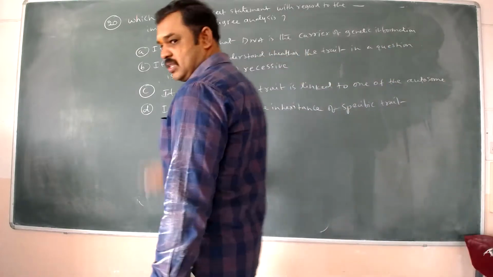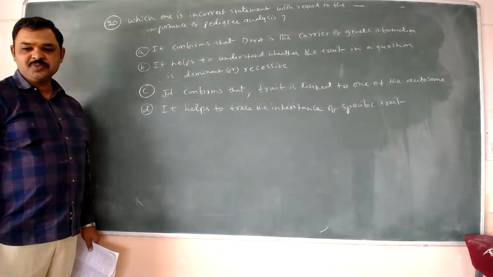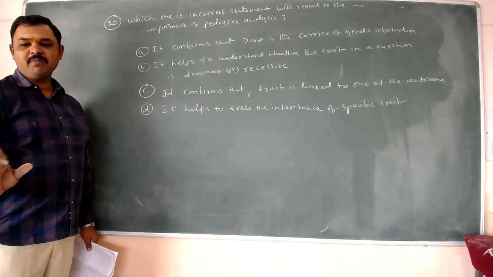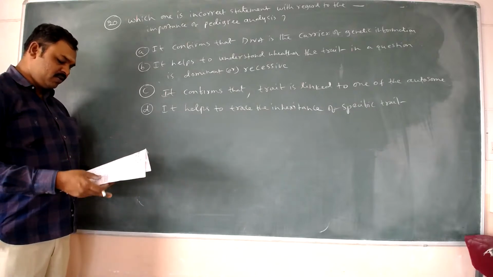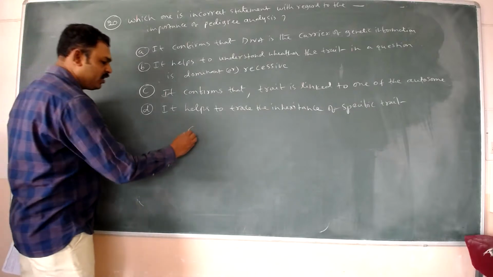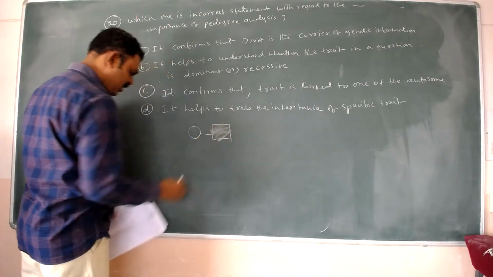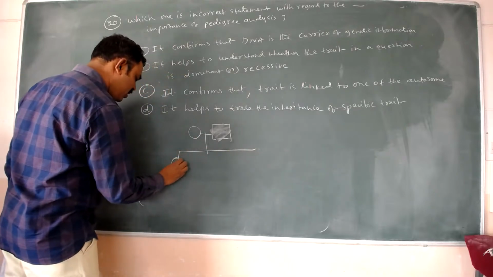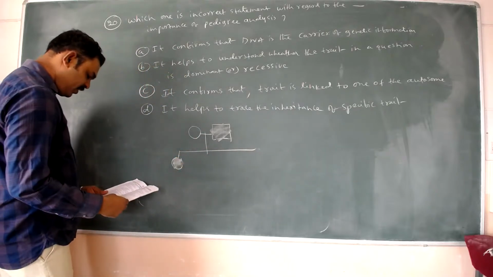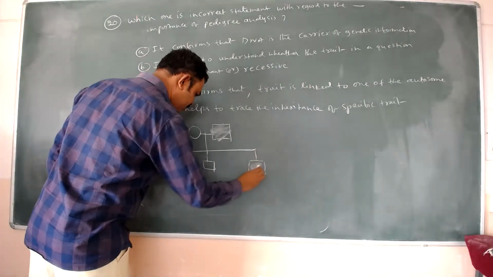Yesterday we discussed pedigree analysis. Generally, pedigree analysis means a family tree. Yesterday we drew one diagram. Here some children are born, and they have this defect. The next generation has no defect, and again a defect appears.